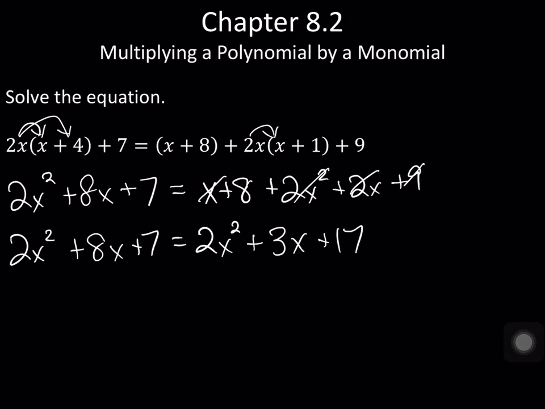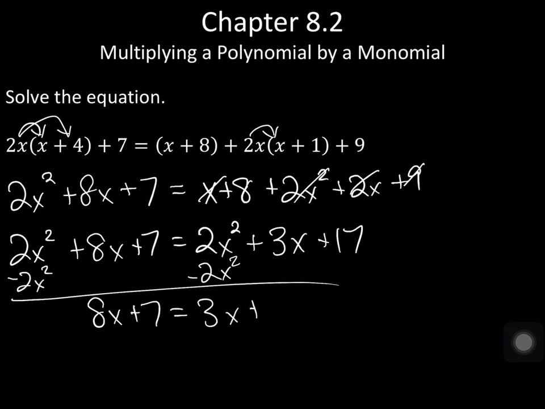Now let's start moving things around to try to get x by itself. Now you might remember this from maybe chapter 4, chapter 5. Let's go ahead and subtract 2x squared from both sides, right? And so this works out well for us because we don't really know how to handle squared terms yet, but those squared terms cancel themselves out. So 8x plus 7 equals 3x plus 17. Subtracting 3x from both sides, subtracting 7 from both sides, and 5x equals 10. Dividing both sides by 5, and x equals 2.